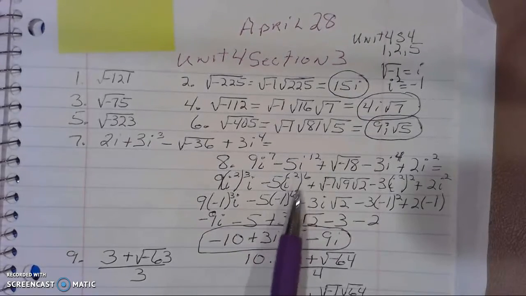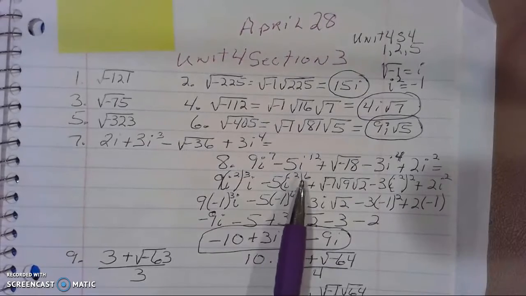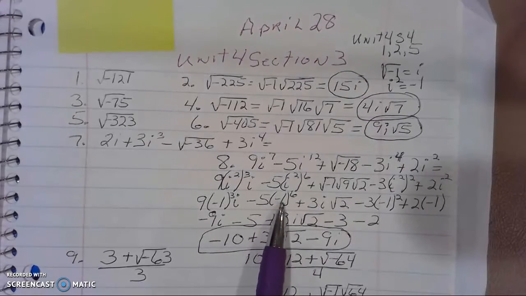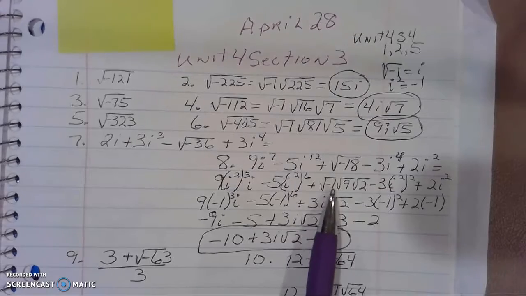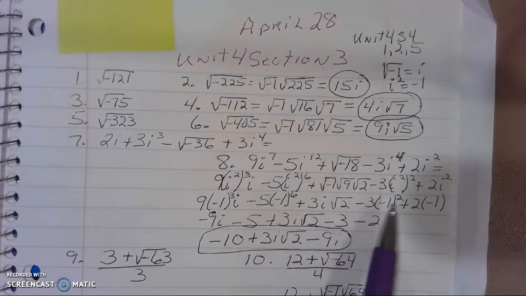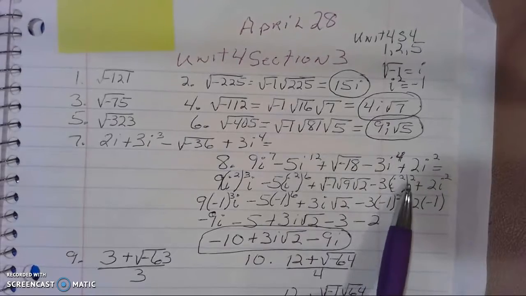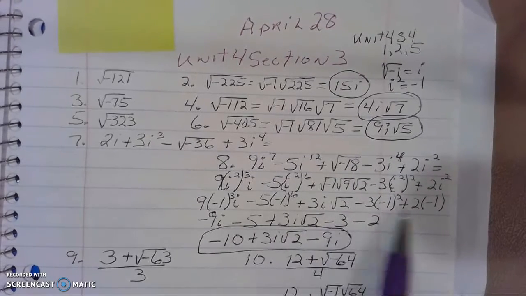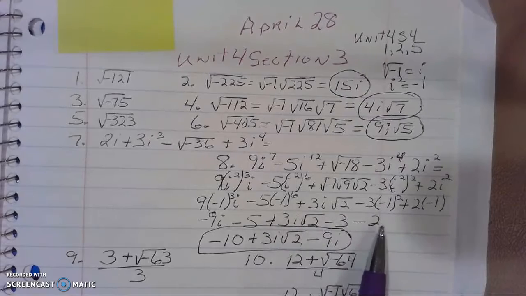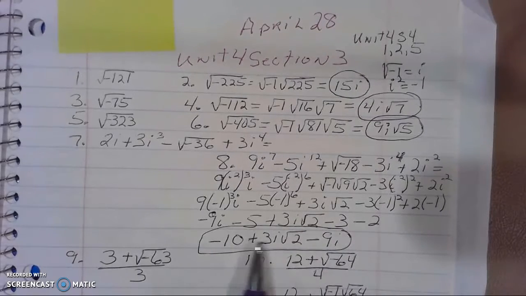Then negative 1 to the 6th, that's negative 1 6 times. That's positive 1 times negative 5, so negative 5. The next one, this is i, this is 3, so 3i square root of 2. Then this is negative 1 squared, which is 1, so negative 3. This is 2 times negative 1, so negative 2. Then I combine like terms.